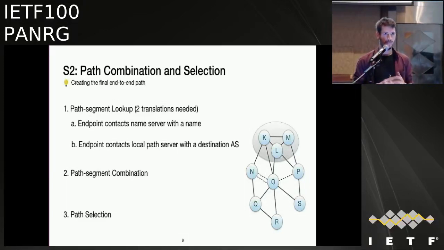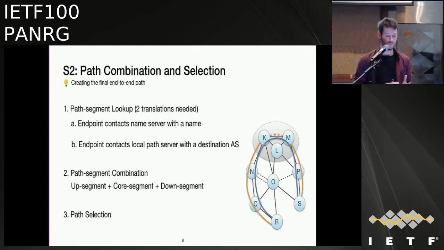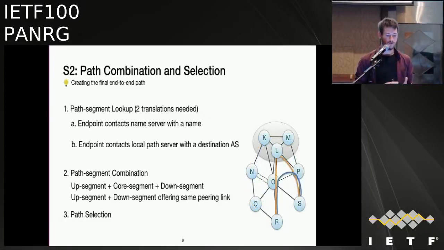Then these path segments will be combined. To give you an example, an end-to-end path can consist of an up segment, a down segment, and the core segment you can see in the core to bridge between the up and down segments. Or alternately, for example, if an up segment and a down segment advertise or contain the same peering link, a shorter end-to-end path can be constructed.